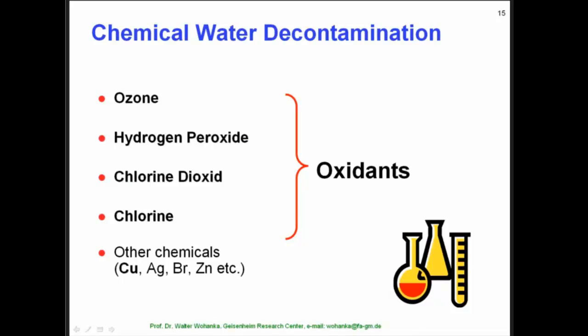Chemicals used for sanitation of irrigation water usually are oxidants, such as ozone, hydrogen peroxide, chlorine dioxide, or chlorine. That means these chemicals will react with organic matter, including, of course, our plant pathogens, but they will as well react with other oxidizable substances such as ferrous, manganese, etc.